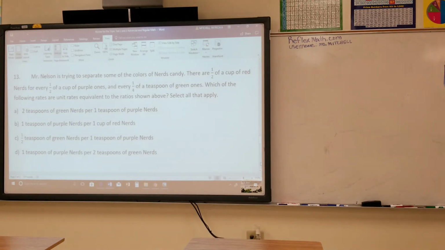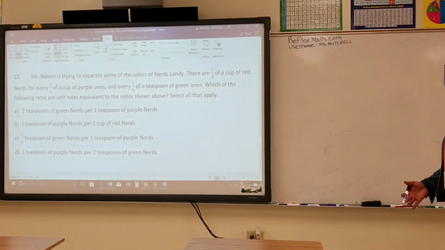All right. Number 13. Mr. Nelson is trying to separate some of the colors of Nerds candy. There are 1/2 of a cup of red Nerds for every 1/2 of a cup of purple ones, and every 1/4 of a teaspoon of green ones. Which of the following rates are unit rates equivalent to the ratio shown above? Select all that apply. Remember, select all that apply could mean it's more than one answer, but not all the time.